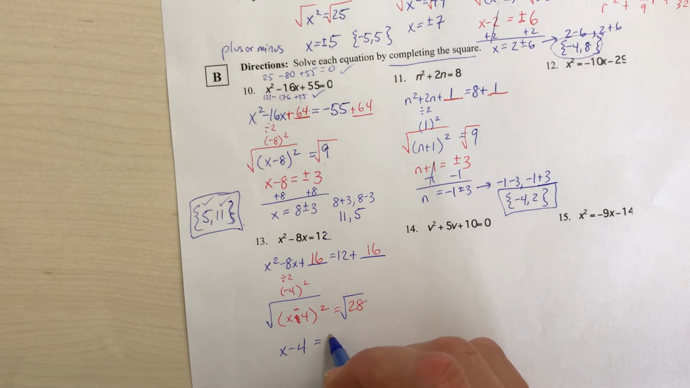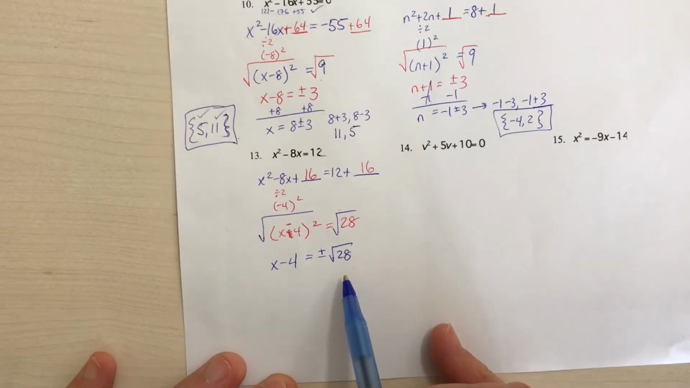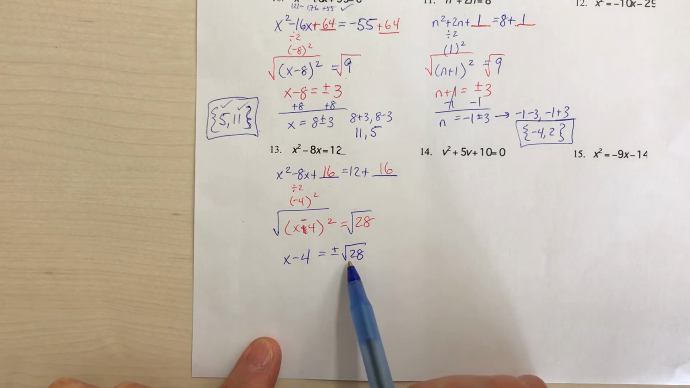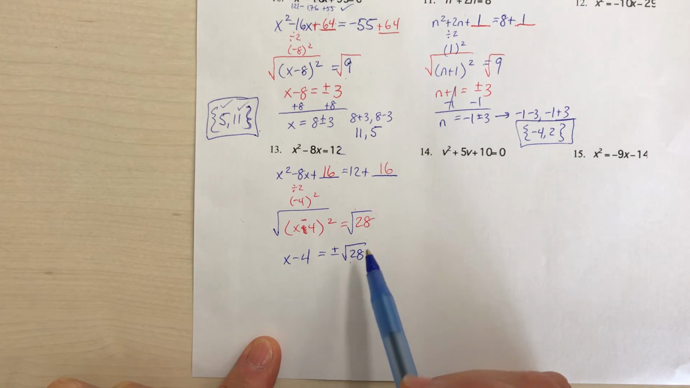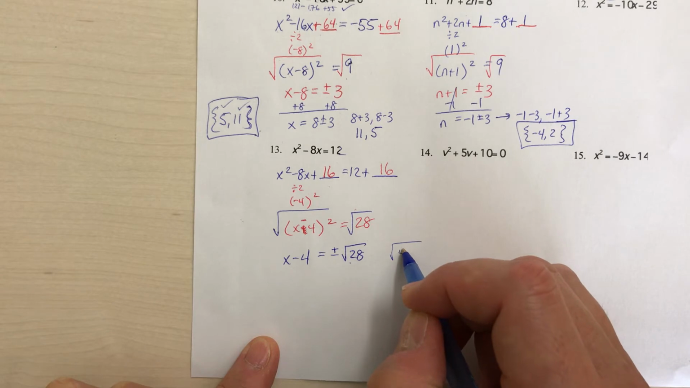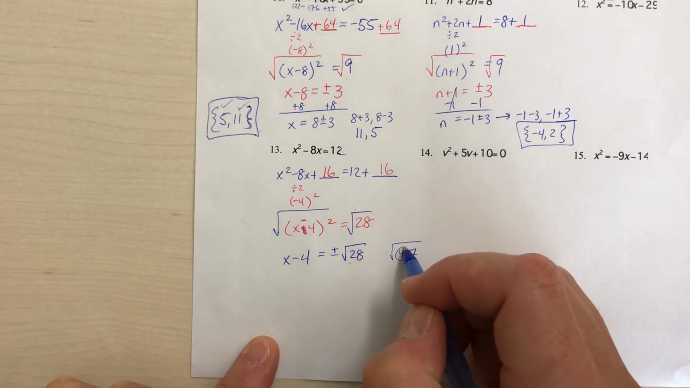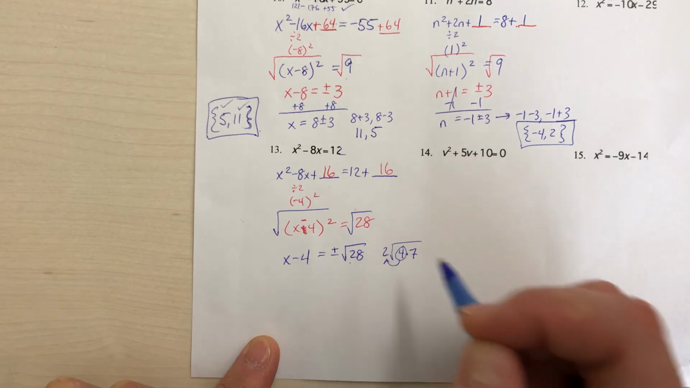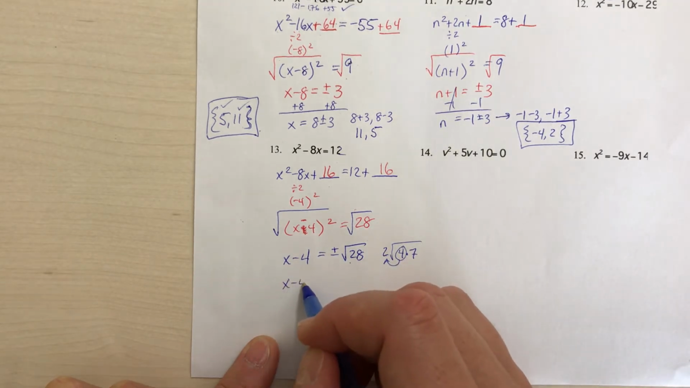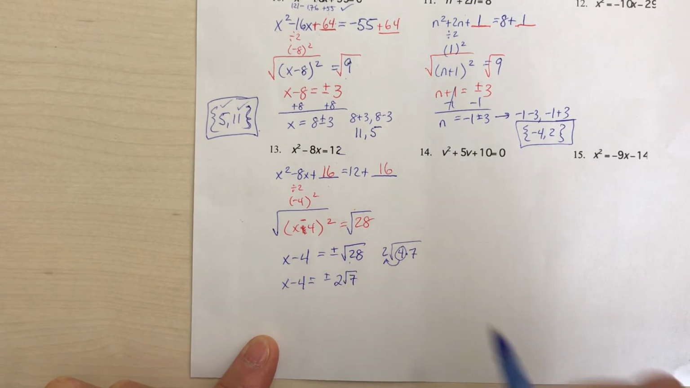The problem though is that this is plus or minus the square root of 28. That's not a perfect square. That's some decimal. But we can simplify this. So in this case, we have to simplify. Think about a perfect square factor of 28. Now if we think of 28, that is 4 times 7, where 4 is a perfect square. The square root of 4 is positive 2. So we get x minus 4 equals plus or minus 2 square root 7.